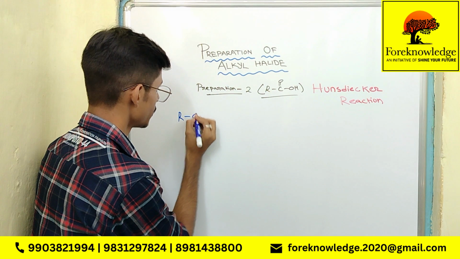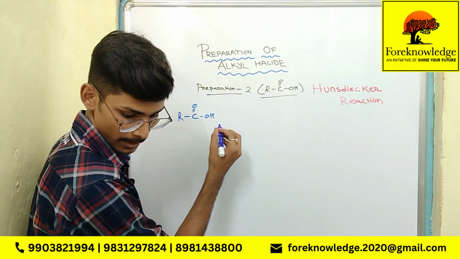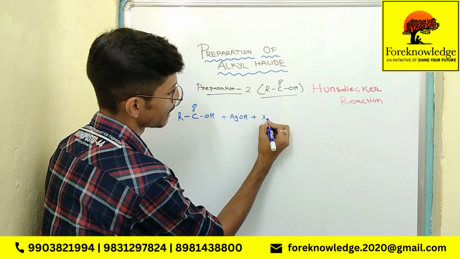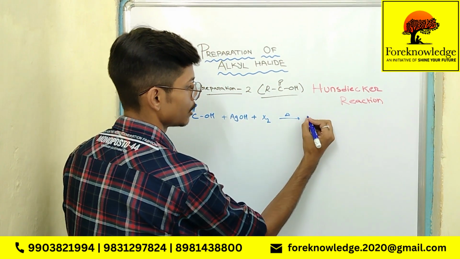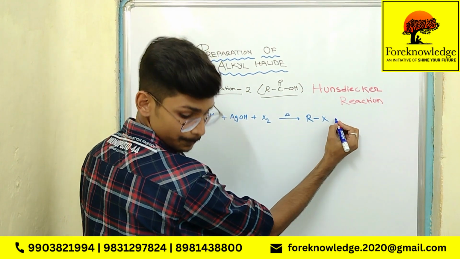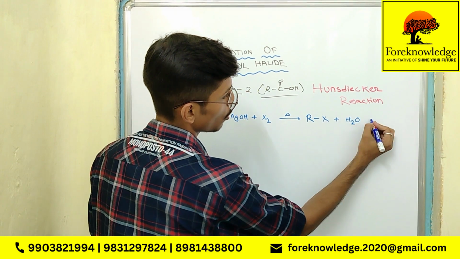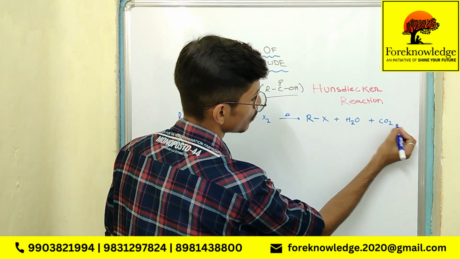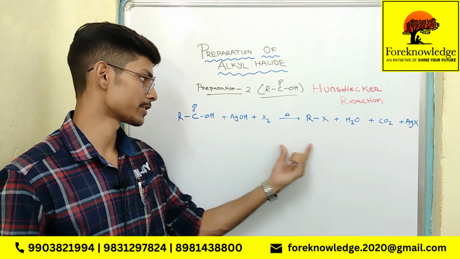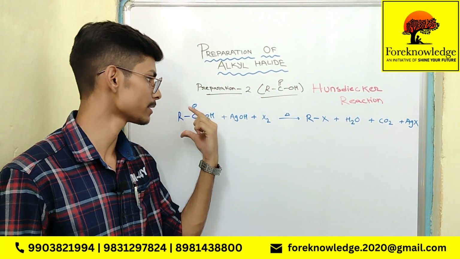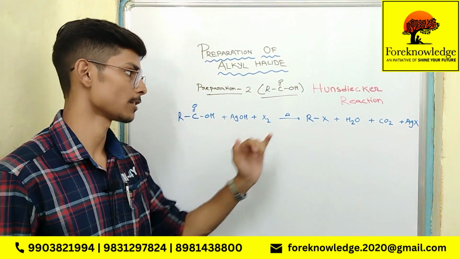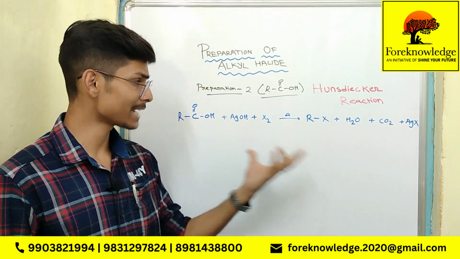First, carboxylic acid, then AgOH, then a halogen, and on applying heat you will get RX, alkyl halide, plus H2O plus CO2 plus AgX. So this is the basic structure, or how the reaction looks. This is the basic structure of getting RX, that is alkyl halide, from carboxylic acid, and it is also known as Hunsdiecker reaction. So what is the mechanism of this reaction?